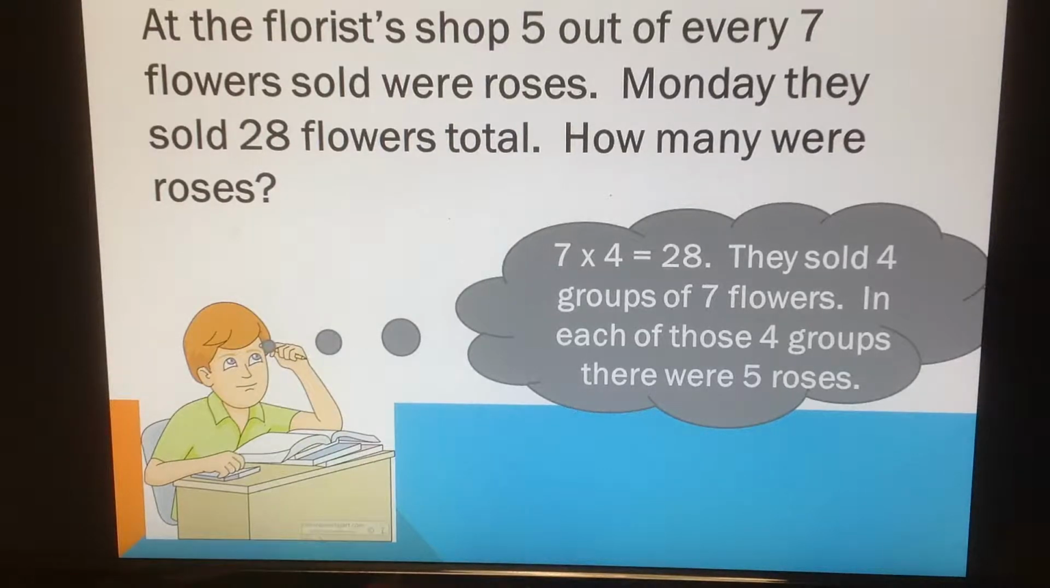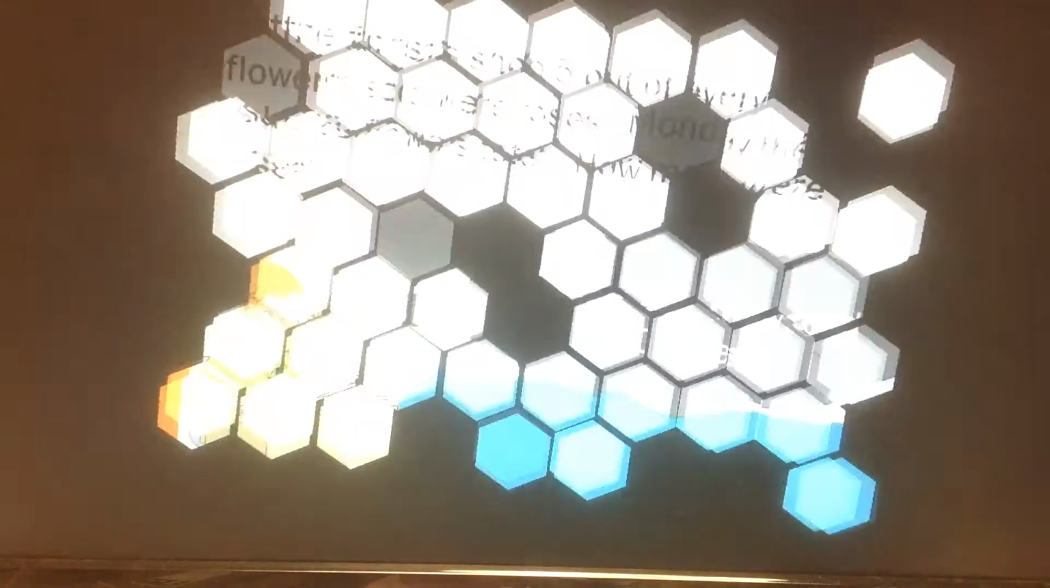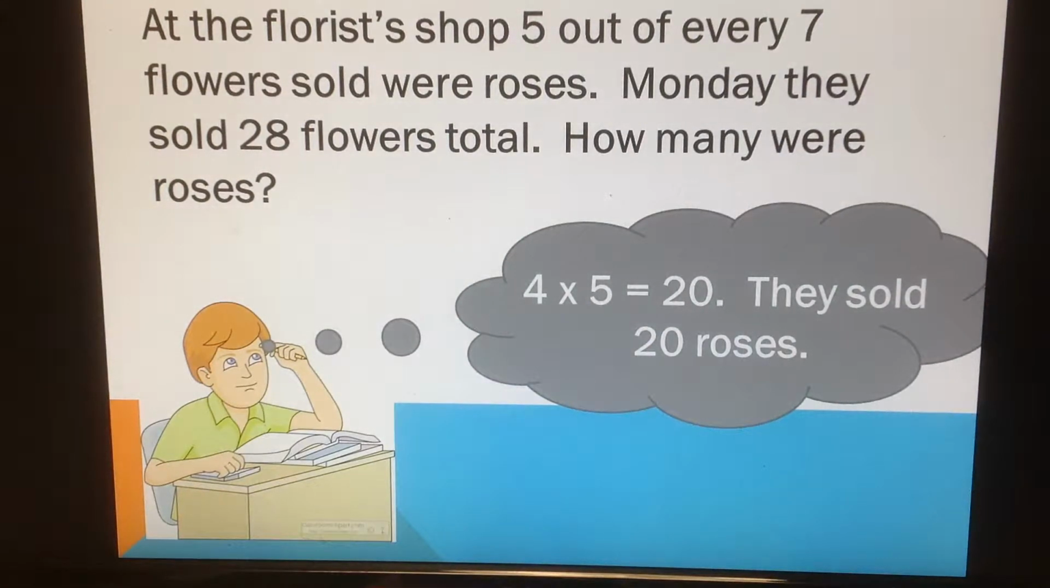In each of those 4 groups there were 5 roses, because for every 7 flowers sold, 5 were roses. So now we know the important numbers are going to be 4 and 5. 4 groups of 5 roses. How many roses total? I bet you can figure it out from there. 4 times 5 is 20. They sold 20 roses.